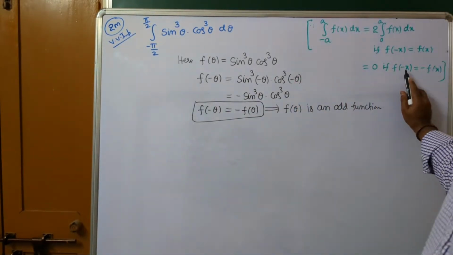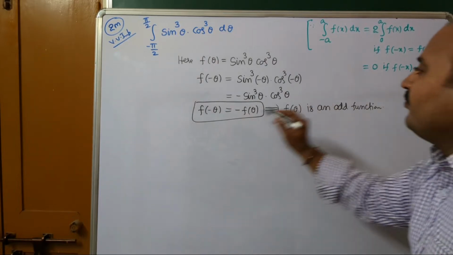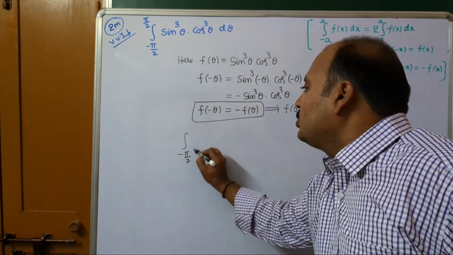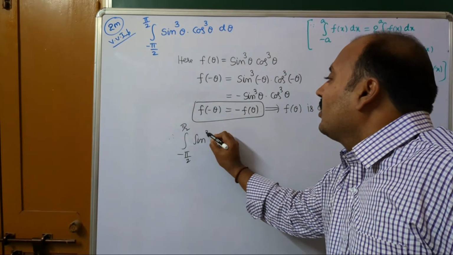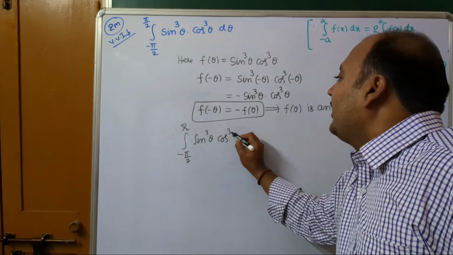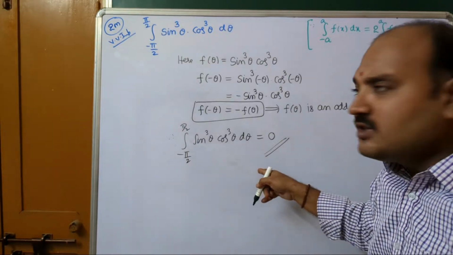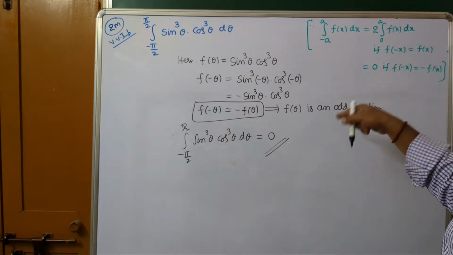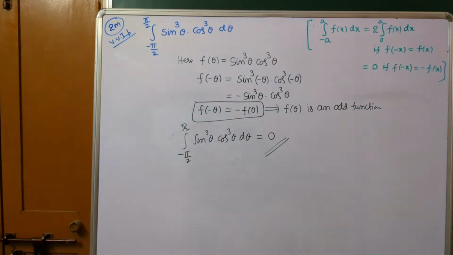Whenever f of minus x equals minus f of x, the answer is what? 0. Therefore we conclude that integral minus pi by 2 to plus pi by 2 sin power 3 theta cos power 3 theta d theta is equal to 0. Why are we writing answer 0? We proved it is an odd function. If it is an even function, we can do it like this, dear students. Okay? I hope you understand. We'll move on to two more questions.